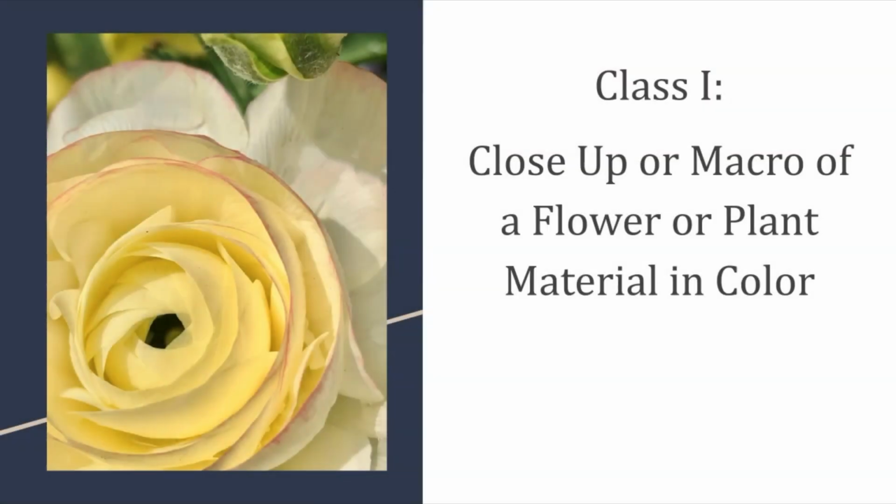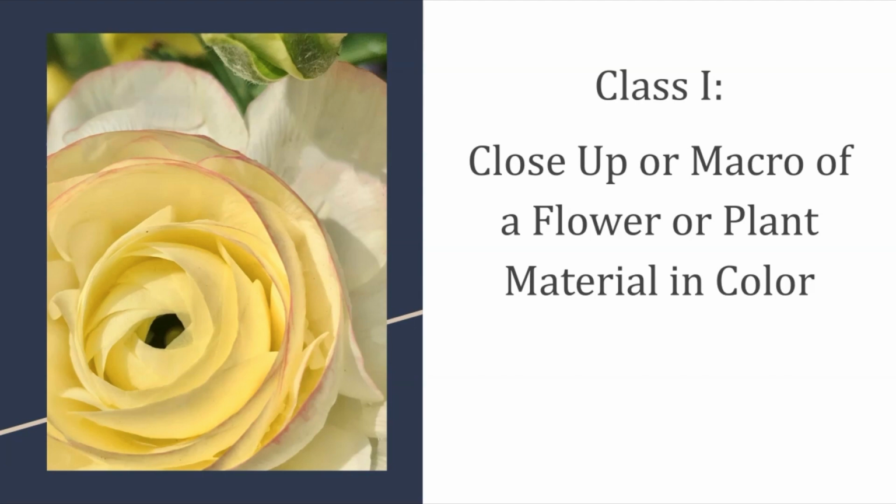Now, let's review the 4 classes of entry. Class 1 is a close-up of a flower or plant material in color. Here is an example. At this point, it's important to understand the difference between a close-up and a macro photograph.